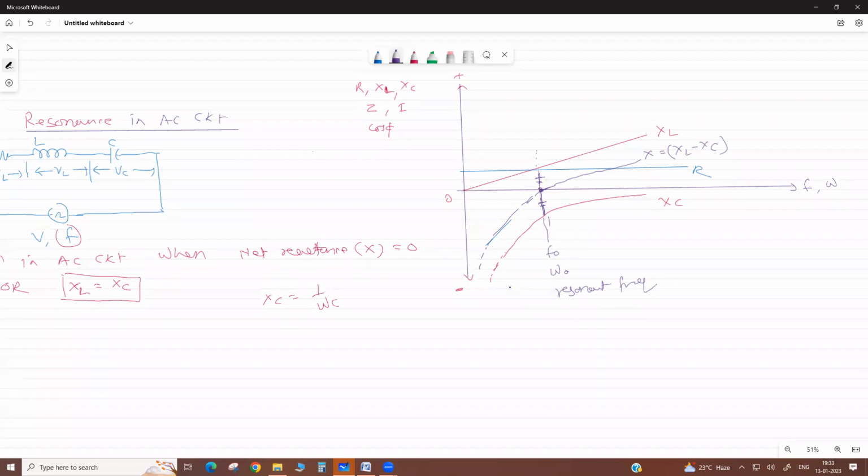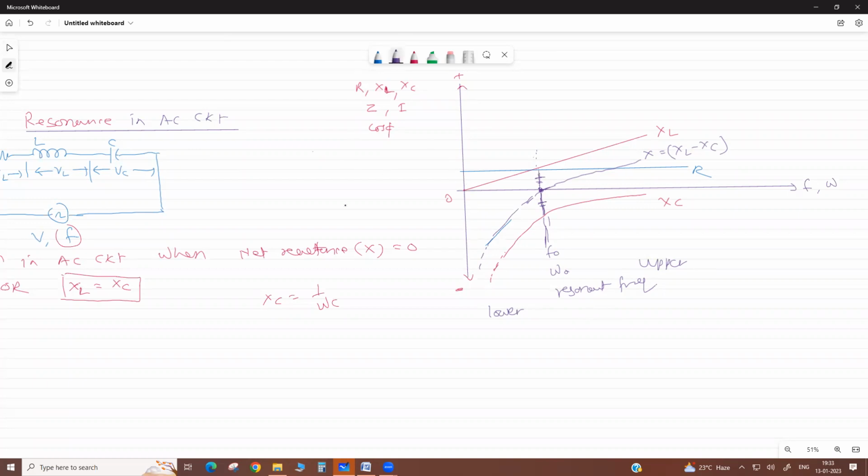Now, below this frequency is called the lower frequency, and this is called the upper frequency. Now you know.